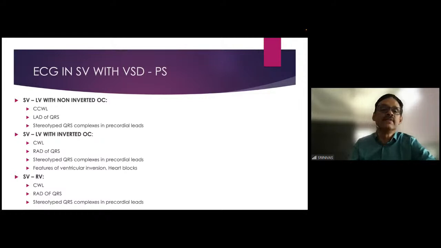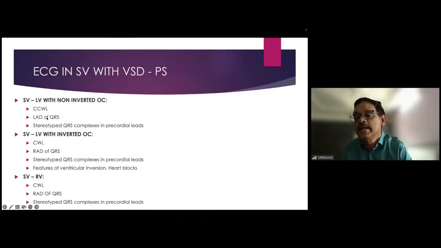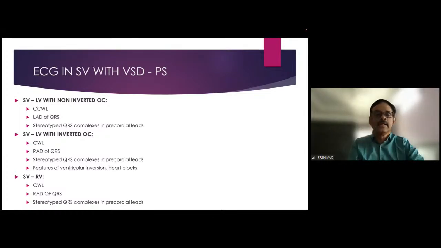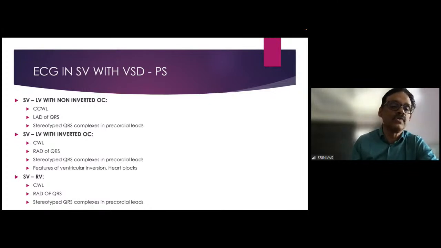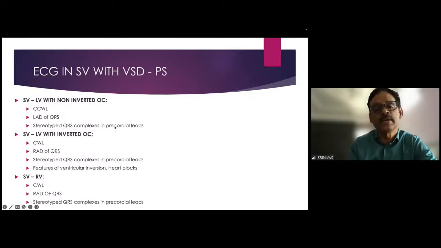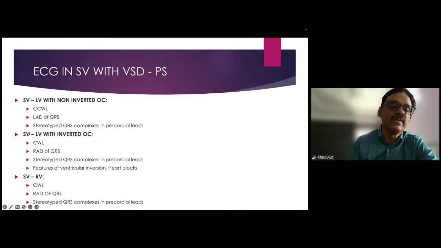Now, ECG in single ventricle. In single ventricle of LV morphology with non-inverted outlet chamber or right-hand topology, you will have a counterclockwise loop with left axis deviation. This is a close mimic of tricuspid atresia clinically. Even in the ECG, you will have a counterclockwise loop with left axis deviation of QRS, like in tricuspid atresia. The only differentiating feature will be in the precordial leads, where there will be stereotyped QRS complexes in all precordial leads in single ventricle, whereas you will expect LVH with adult progression in tricuspid atresia.